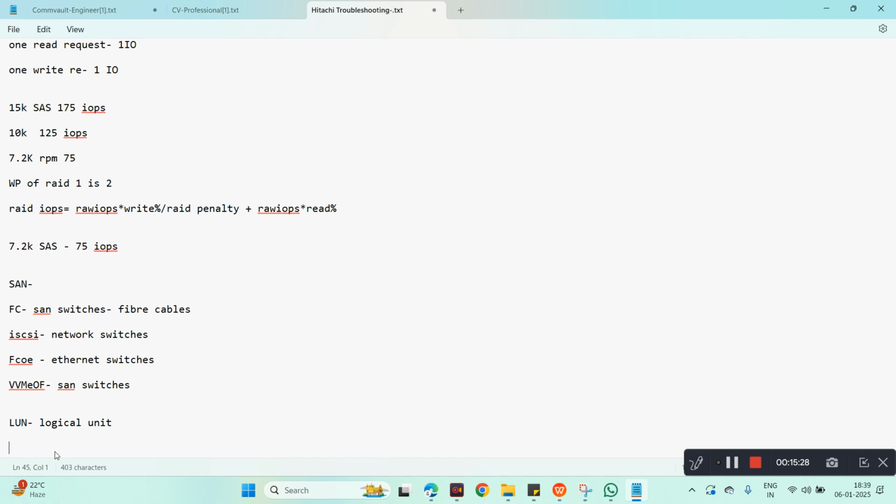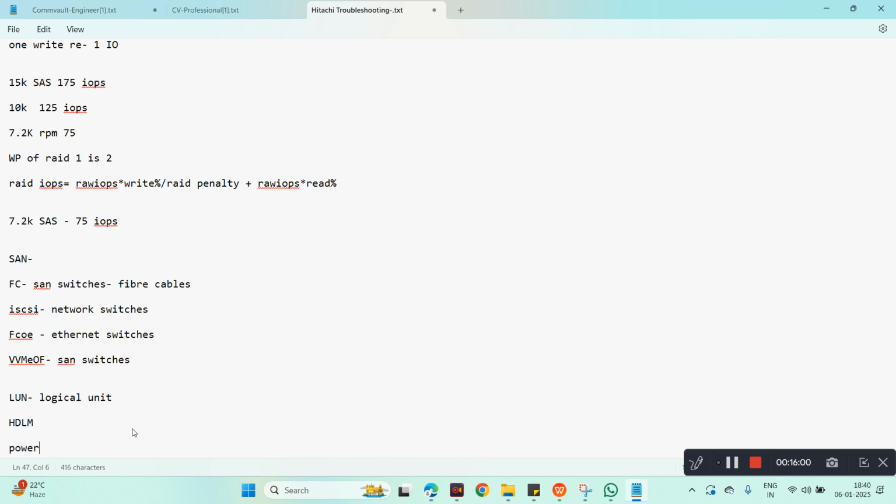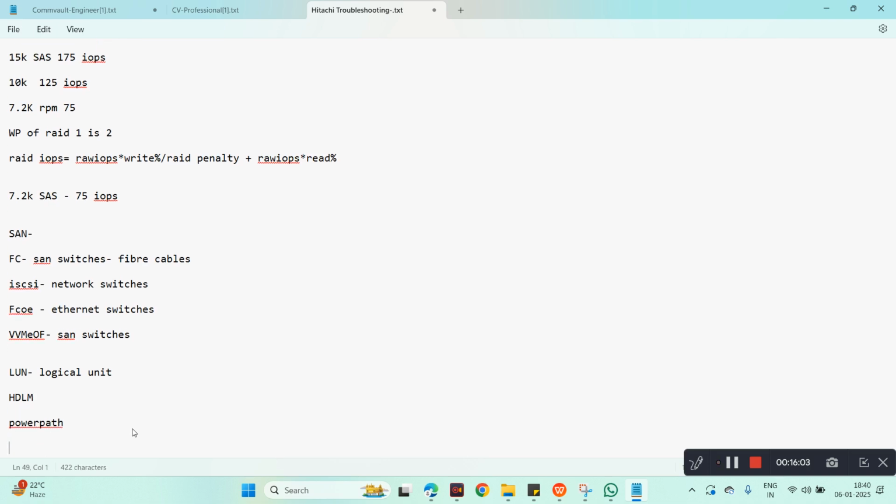LUNs will have different IDs in storage, and when you go to a server like Windows Server or Linux Server and scan it, you see the LUN ID there. If you are using native multipathing, you will not see the LUN ID of your storage in the server. You will see a LUN ID like 0, 1, 2. But if you're using proprietary multipathing like HDLM or PowerPath, HDLM is for Hitachi and PowerPath is for EMC, then you will see the Hitachi LDEV ID, and for EMC the Symmetrix device ID.